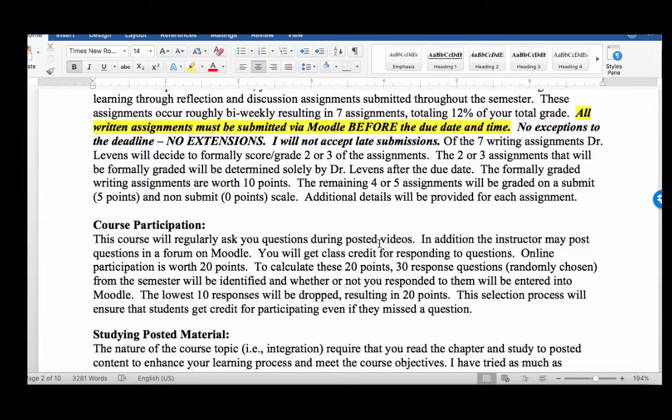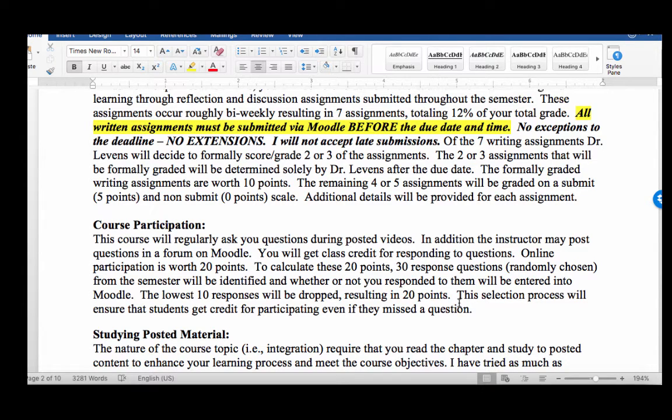To calculate these 20 points, I will choose a selection of the response questions from the semester, and whether or not you responded to them is entered in Moodle. The lowest 10 responses will be dropped, resulting in 20 points. So you have a range of opportunities across the course of this summer session 1 to respond to the participation questions. Of those, I will select a random amount and drop the lowest 10 points.